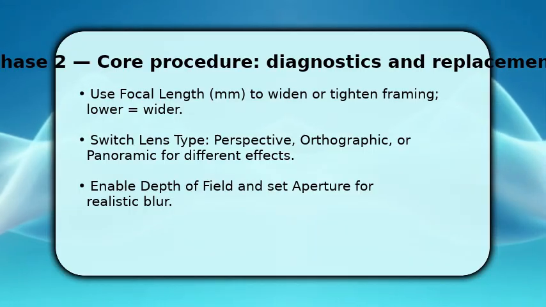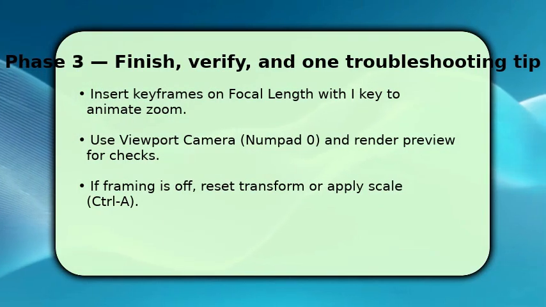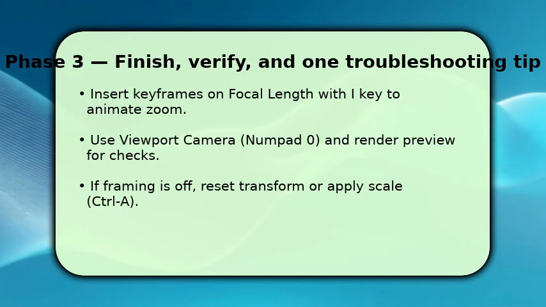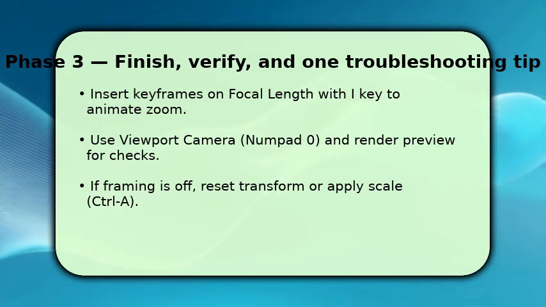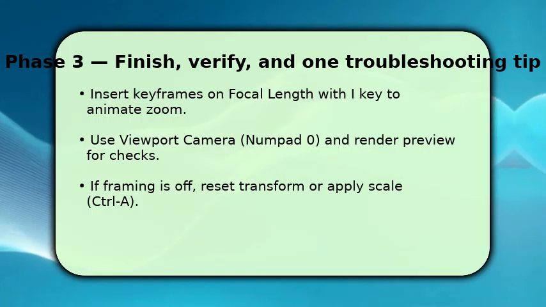You finish by animating or locking your focal length. Hover over focal length and press I to add a keyframe. Scrub the timeline to preview the zoom. Make sure you view through the camera with numpad 0 and run a render preview to confirm composition.